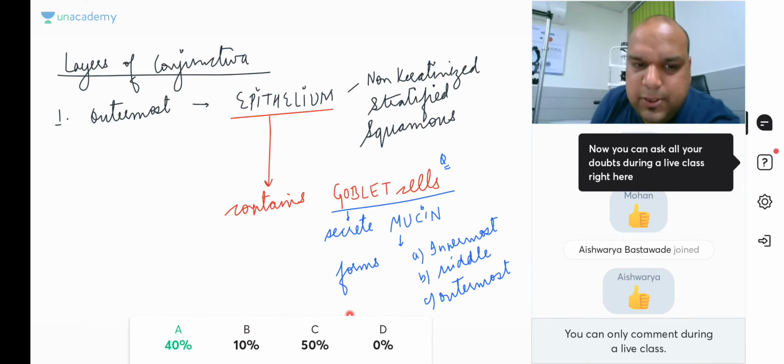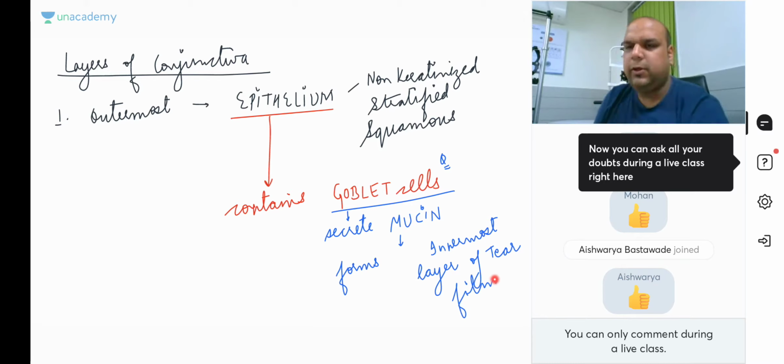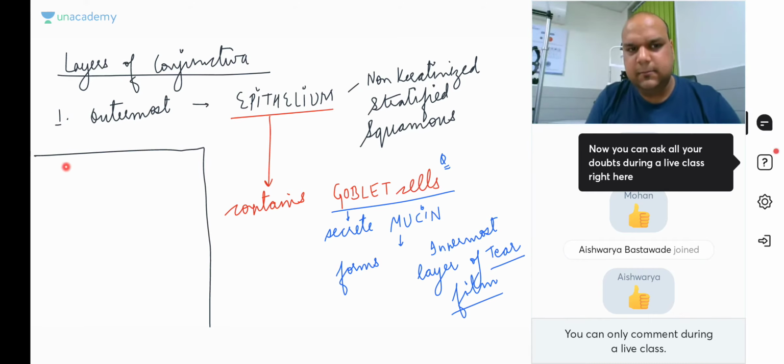So please remember that mucin forms the innermost layer of tear film, as 4 people have answered, you would have seen the answer by now. It forms the innermost layer of tear film. Okay, everybody? Now, tear film has 3 layers, everybody. I'll just draw a box here and write it quickly for you. So tear film has 3 layers.